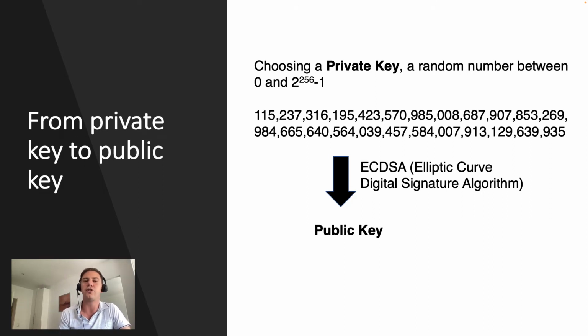Bitcoin technology uses the elliptic curve digital signature algorithm to create a public key. This kind of function is made so that from the private key it is easy to calculate the public key, but from the public key it is practically impossible to calculate the private key.